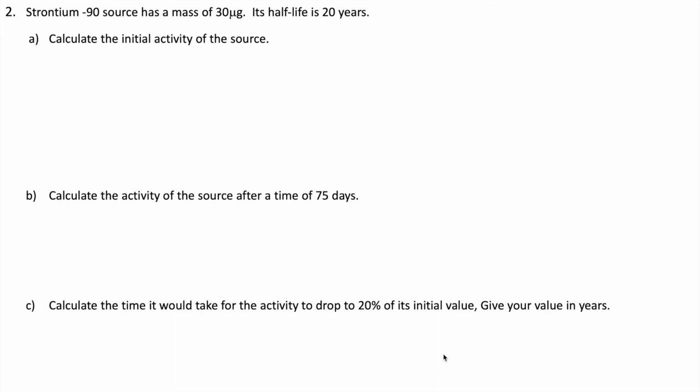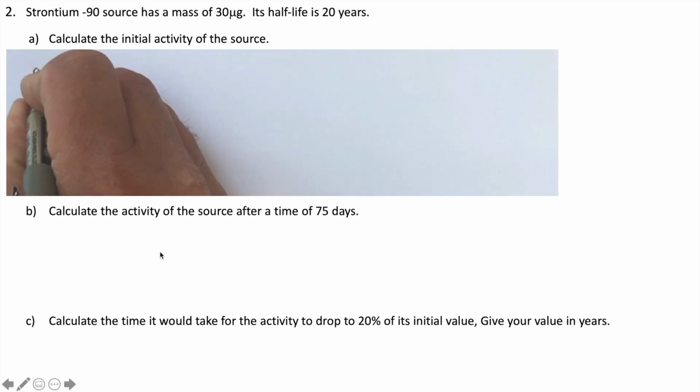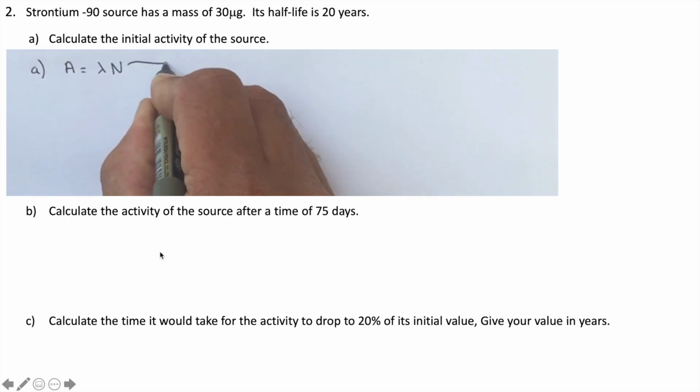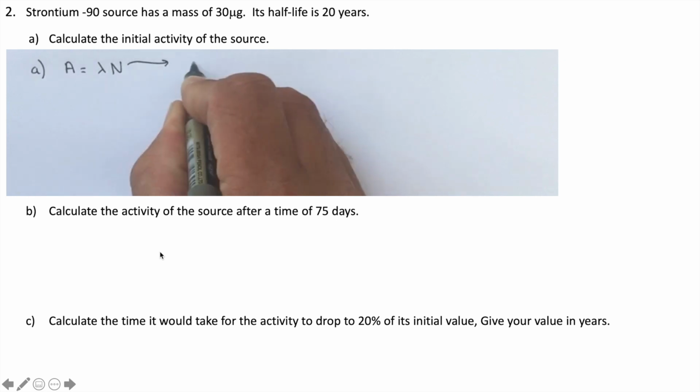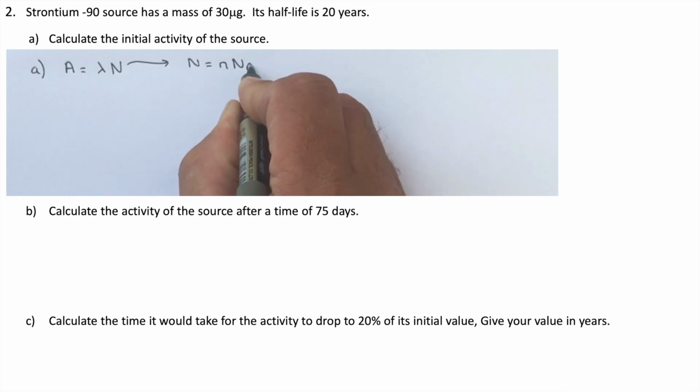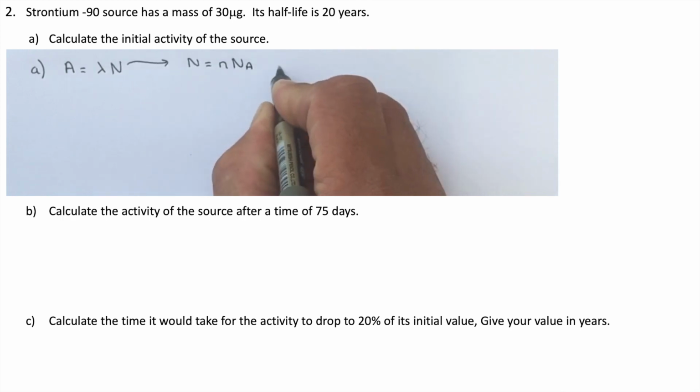So question 2 says a strontium 90 source has a mass of 30 micrograms and its half-life is 20 years. Remember, 90 will be the molar mass of strontium in grams. So the equation we need to use is activity A is lambda N. Now of course we don't know lambda or N, but we can work them out. So the number of strontium nuclei will equal the number of moles of strontium times the number of nuclei in each mole, which is Avogadro's constant.